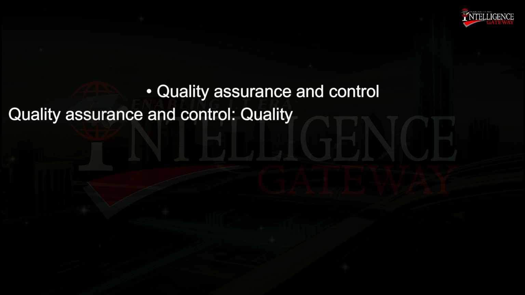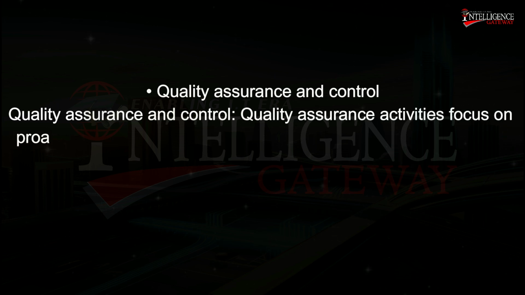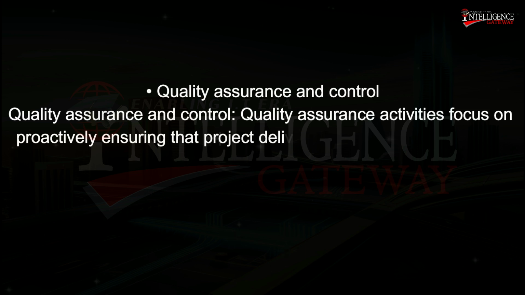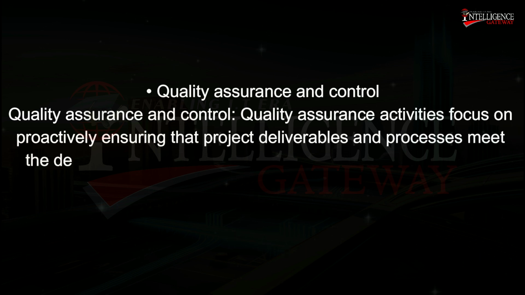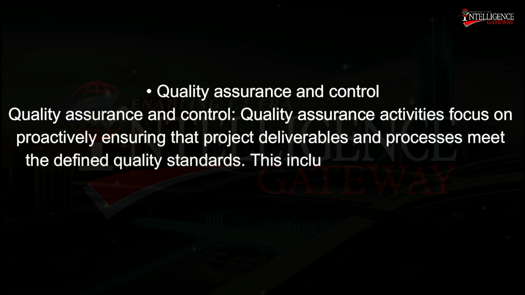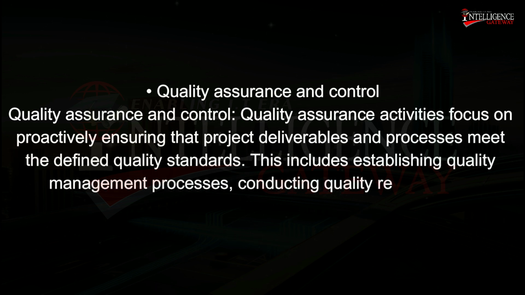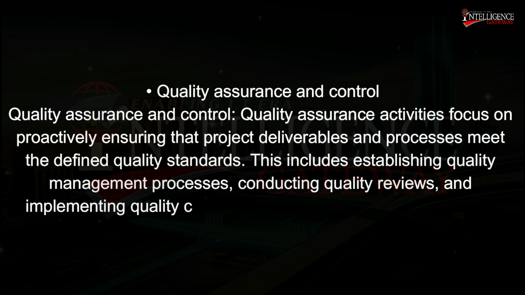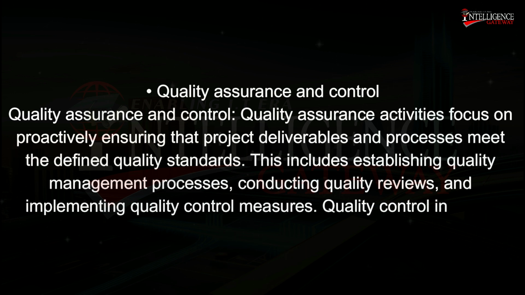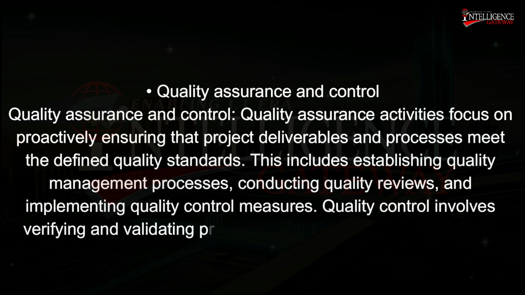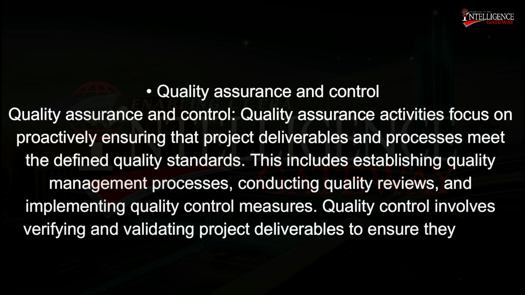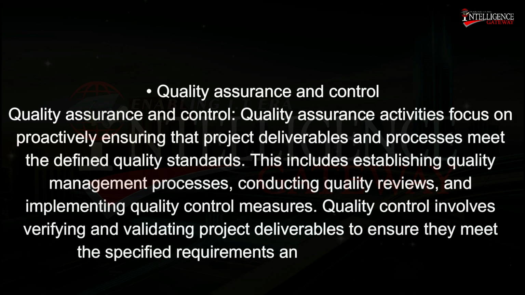Quality assurance and control. Quality assurance activities focus on proactively ensuring that project deliverables and processes meet the defined quality standards. This includes establishing quality management processes, conducting quality reviews, and implementing quality control measures. Quality control involves verifying and validating project deliverables to ensure they meet the specified requirements and are fit for purpose.